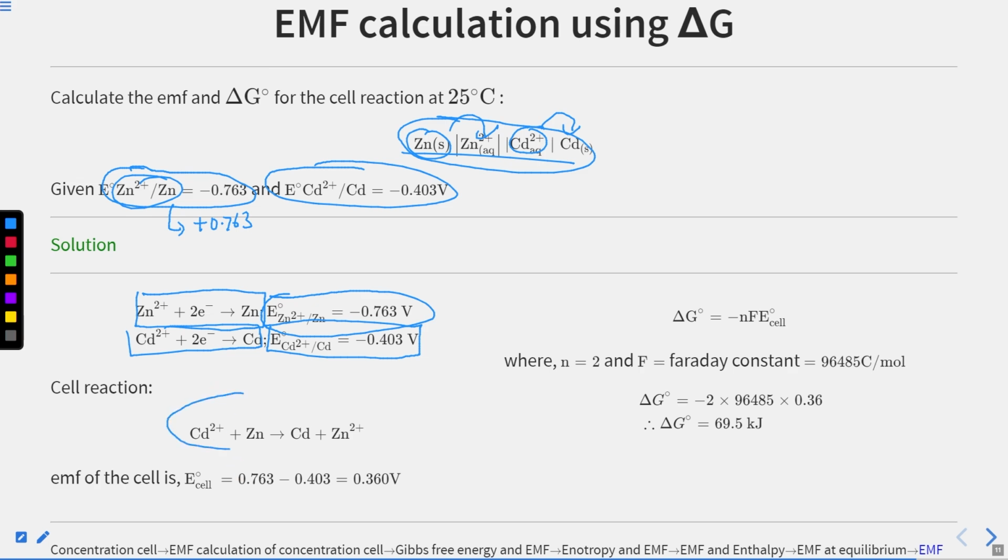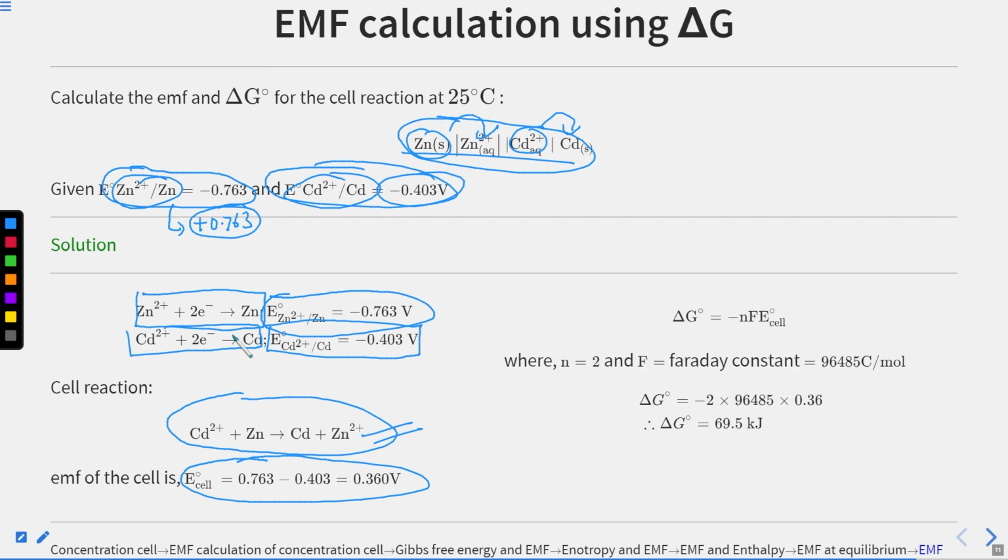But the overall cell reaction is this one. Why? Because cadmium 2 plus is going to cadmium and zinc is going to zinc 2 plus. So this is our final equation. So what will be the EMF of the cell? E naught cell will be equal to this one. I have told you earlier that if the oxidation potential is given and you have to get the reduction potential, you will just take the opposite sign. And if the reduction potential is given and you have to find the oxidation potential, you will just take the opposite sign similarly. So here we have the reduction potential of this couple, but we do not have the oxidation potential of this couple. So we have just inverted the sign and got this oxidation potential.